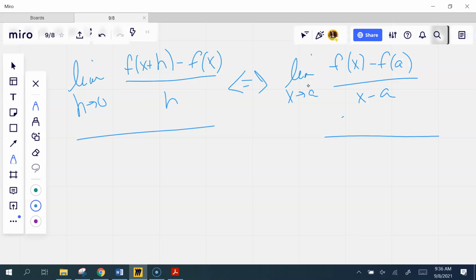So the limit as x approaches a. How would a be comparable to this other equation? The value that you're given here at x equals that.